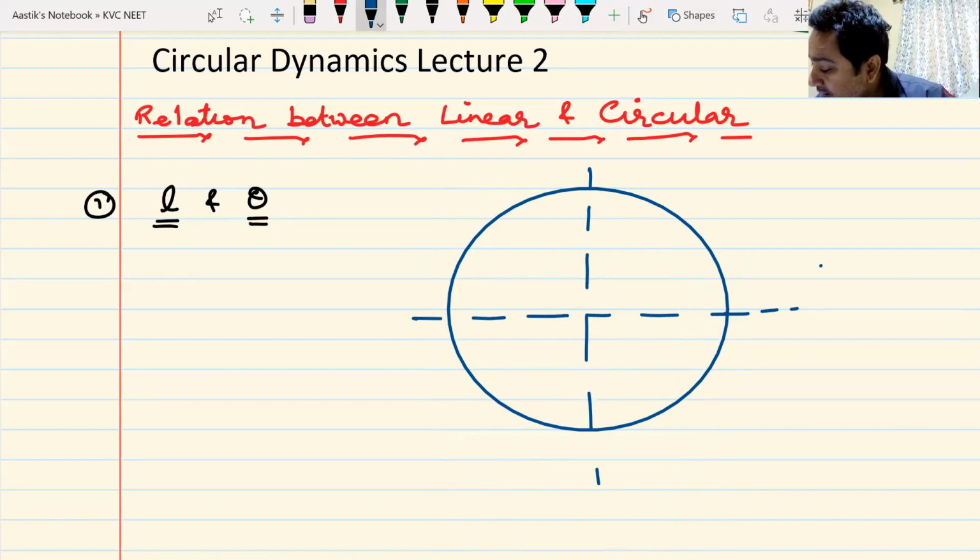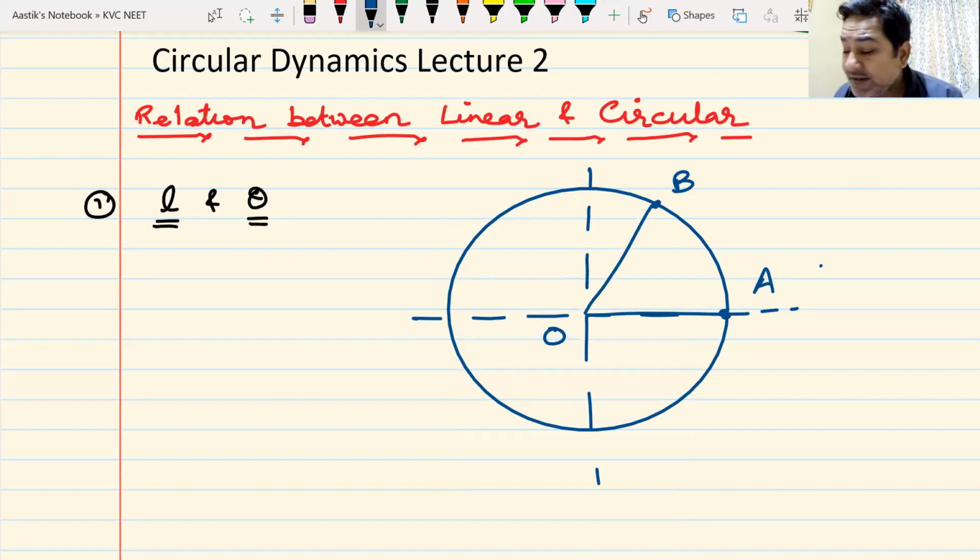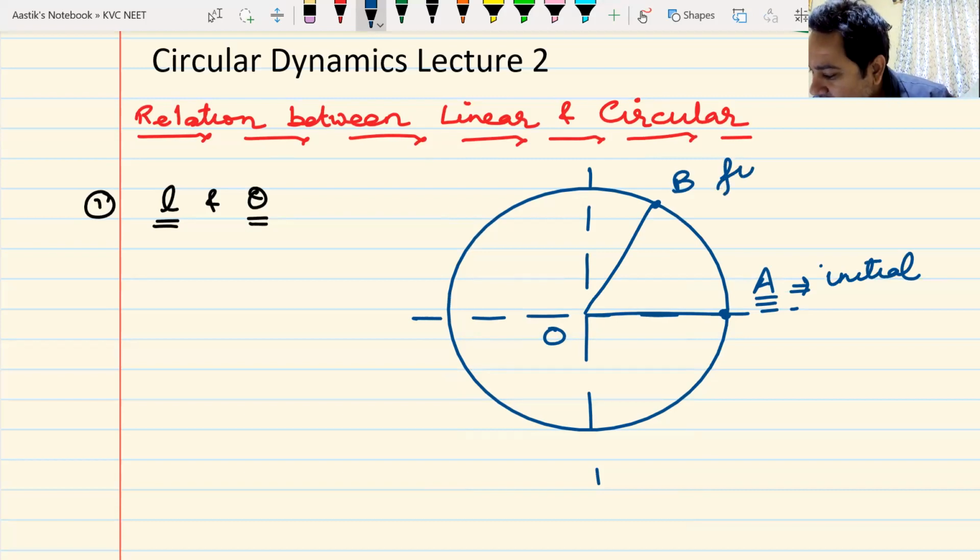Now, let us suppose that at some point in time, the body is at point A. At some other point, the body is at point B. So what I have done is I have joined A to O and O again to B. A is the initial position of the particle and B, let us say, is the final position of the particle. Now let us say that the angular displacement of this body is delta theta. Let me call it delta so that it does not confuse you.